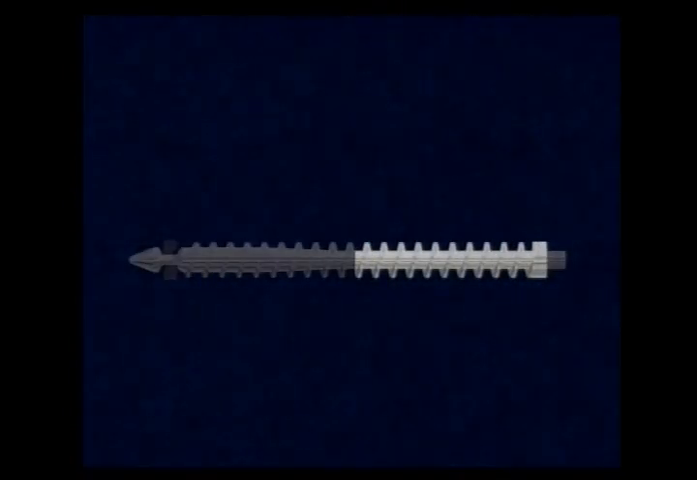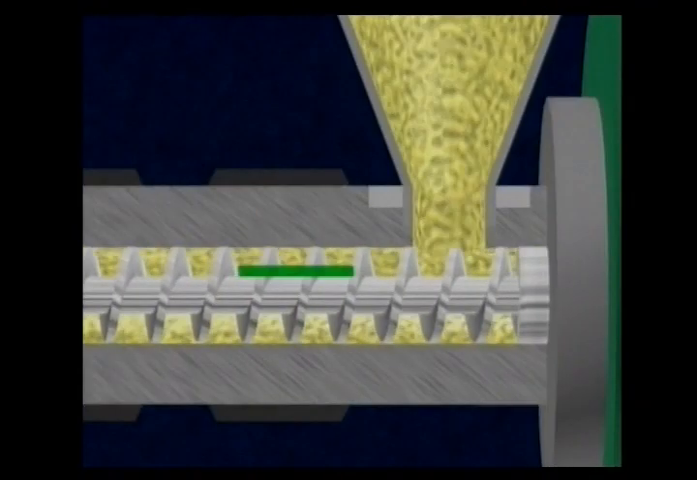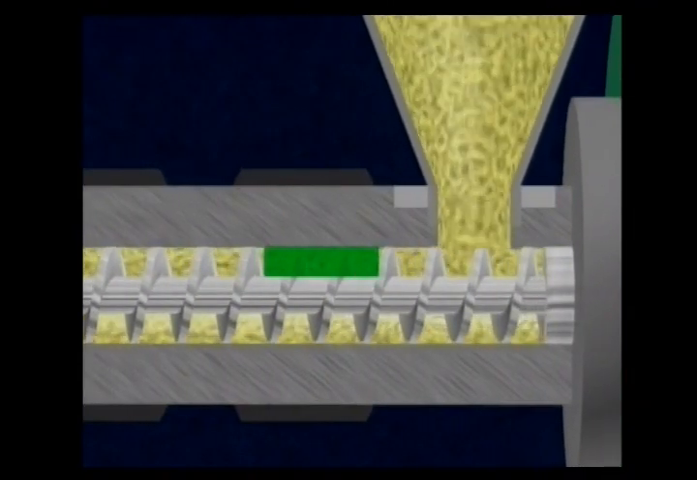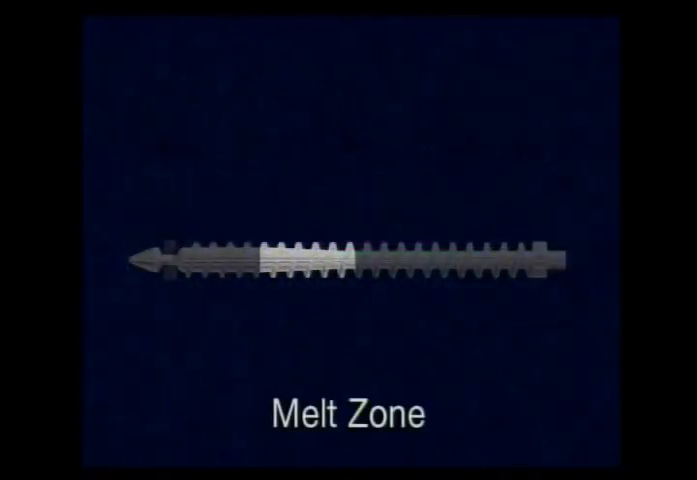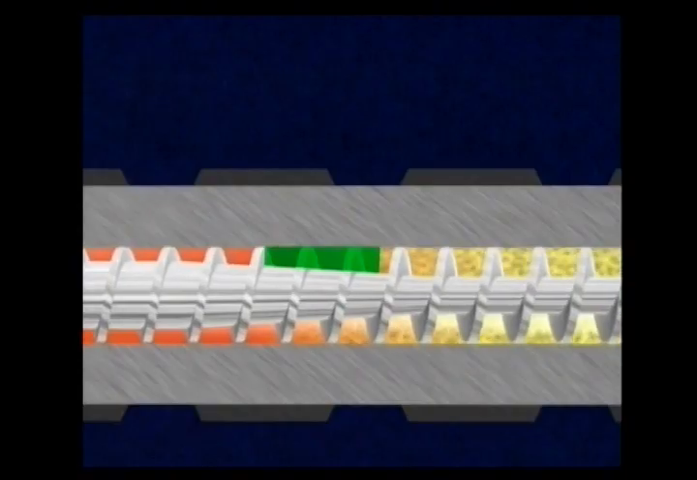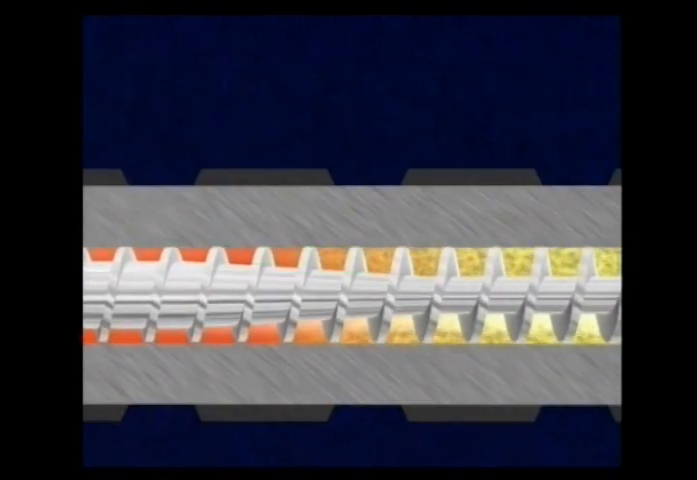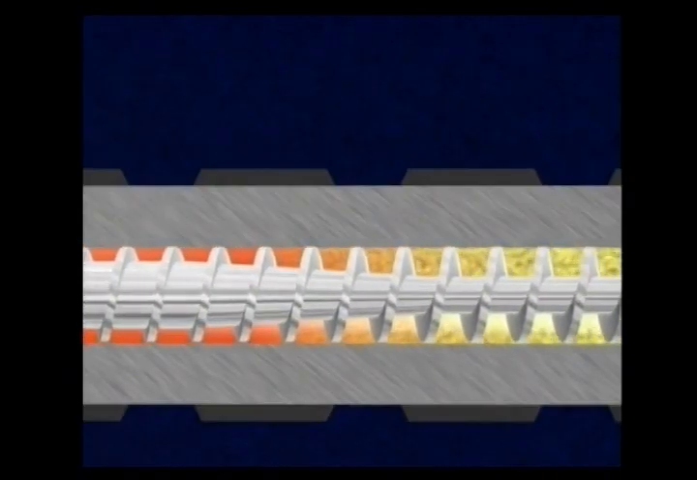The first zone, which is 1/2 of the screw, is called the feed zone. It has a constant flight depth, which forces the material together and rids it of air. The second zone, called the melt zone, has a decreasing flight depth, which reduces the plastic volume. This causes the plastic molecules to rub harder against each other, plasticizing the material.